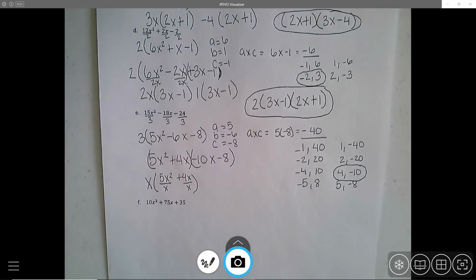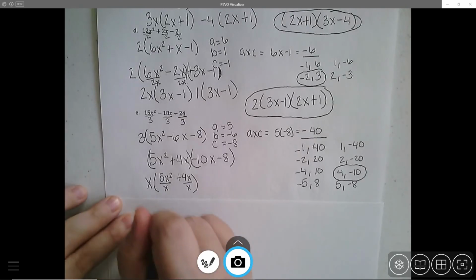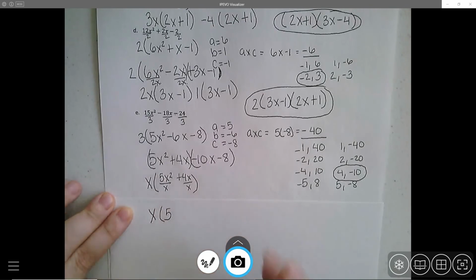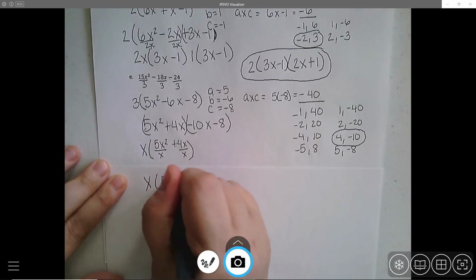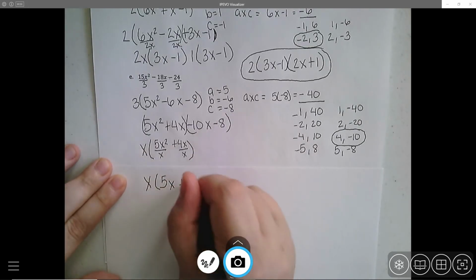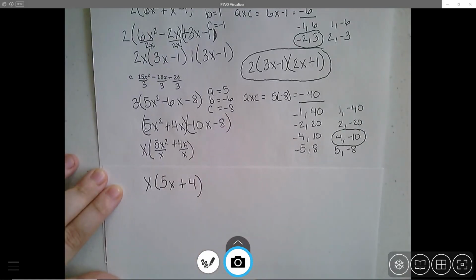Okay, I'm going to bring down another piece of paper so I have more steps here and more room. I have x. 5 divided by, if there's nothing there, it's a 1, so that's 5. I had 2 x's, I took away 1, so I'm left with 1. Plus 4 divided by 1 is 4. I had 1x, I took away 1x, so I have none.